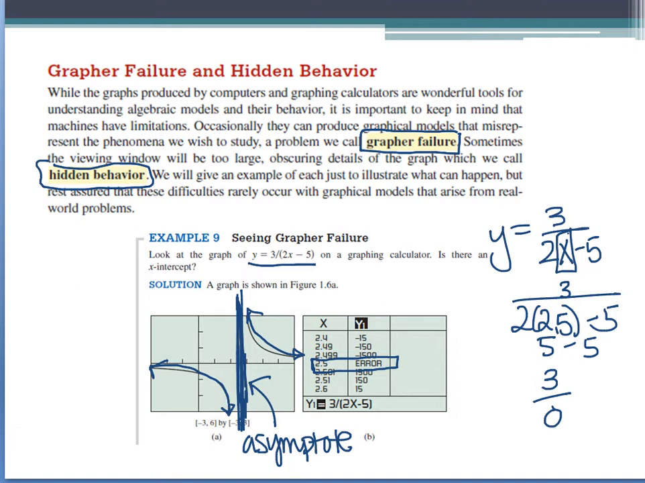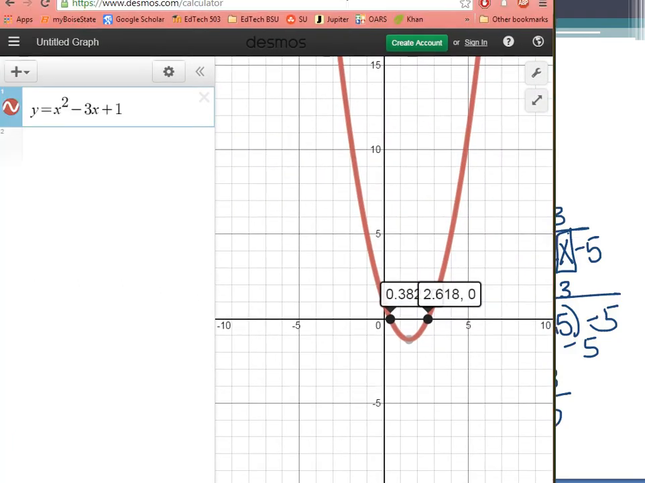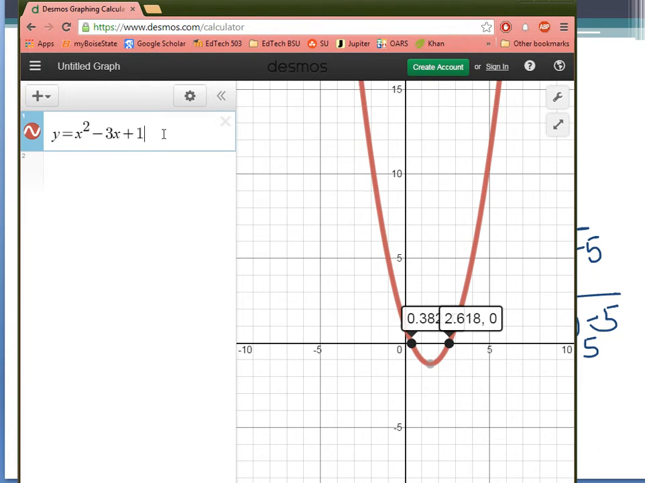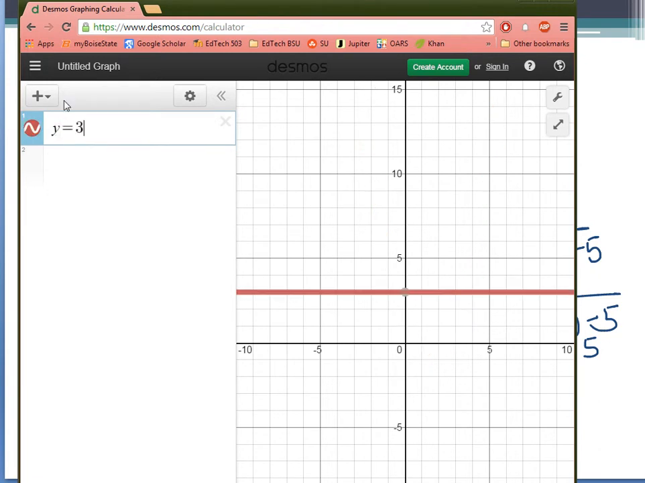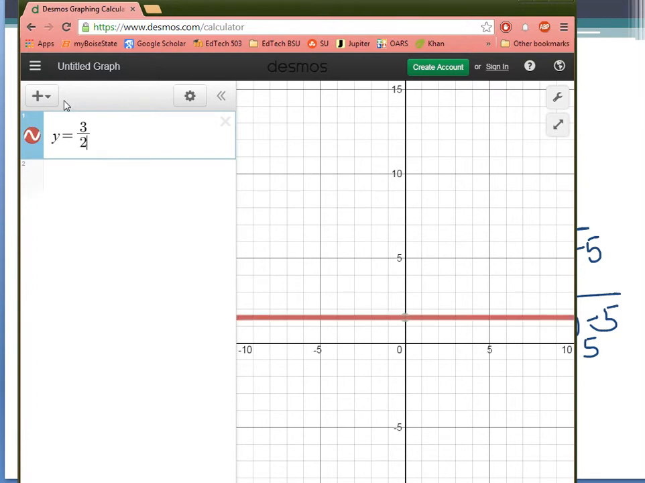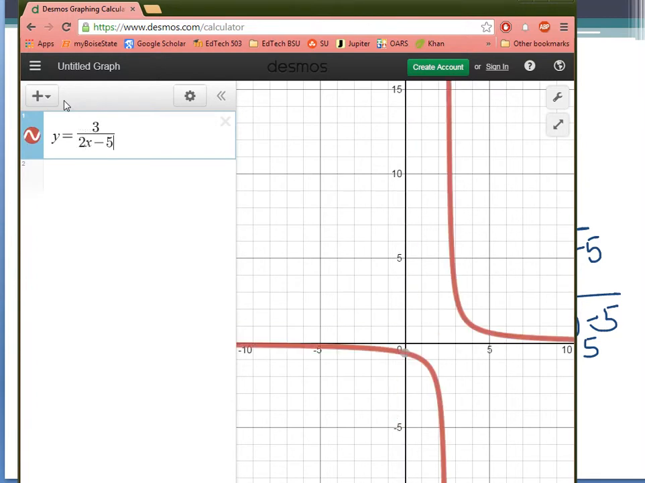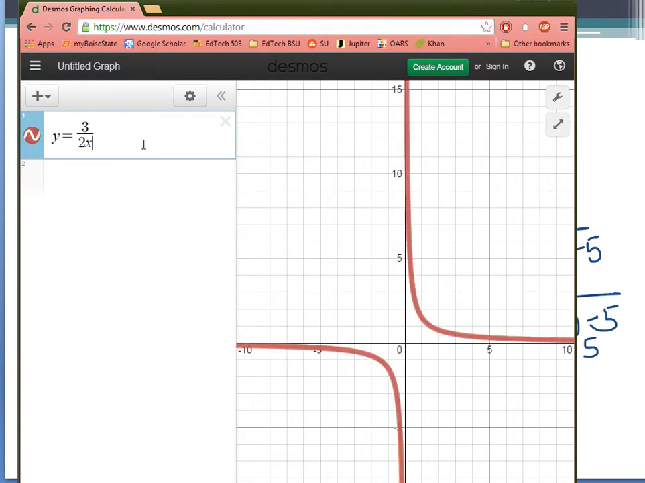Now in Desmos, it may or may not do something like that. Let's just graph that same thing and see what happens. Graphing calculators and Desmos are not the same thing. Okay, so you could see in this program we did not get that funny line. Okay. But there's other situations that this one could essentially do.